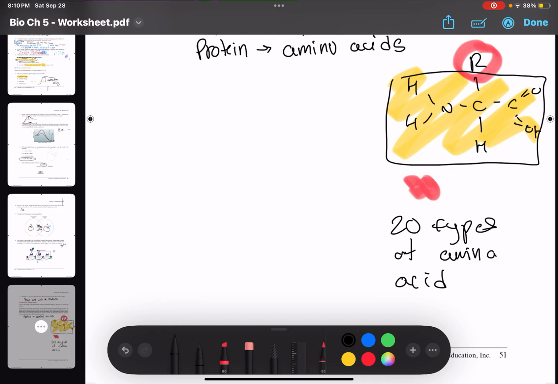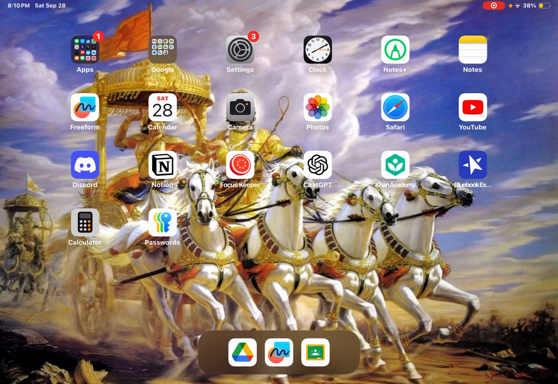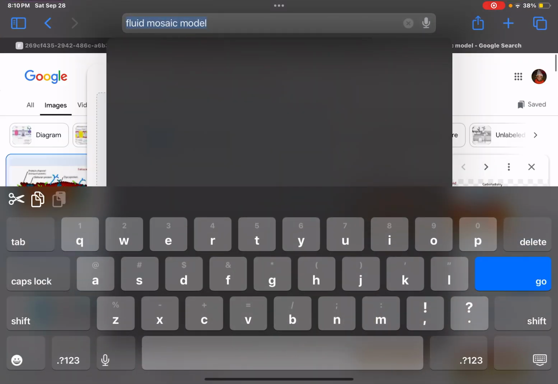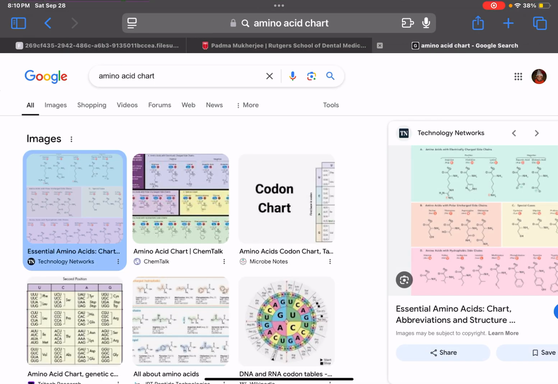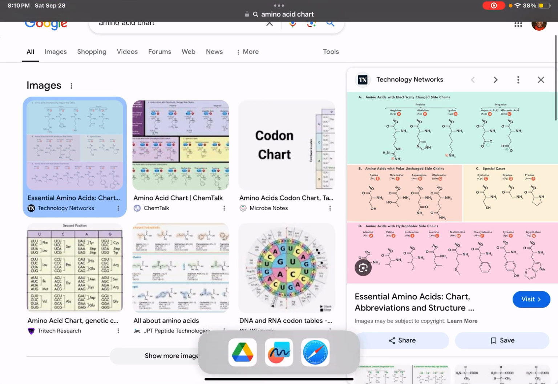And specific types of these amino acid groups, their R groups, can provide hydrophilic properties, right? If we were to look at an amino acid setup, let me open that up real quick. Amino acid chart. This is a wonderful example. Let me add that here, right?